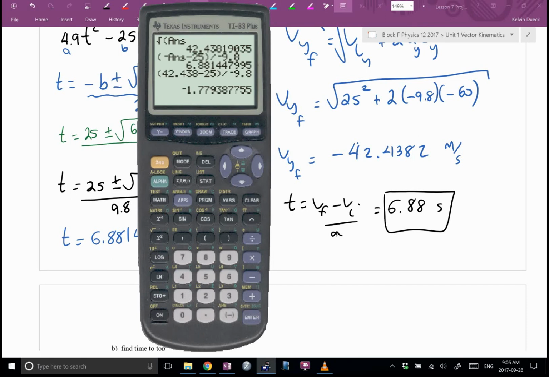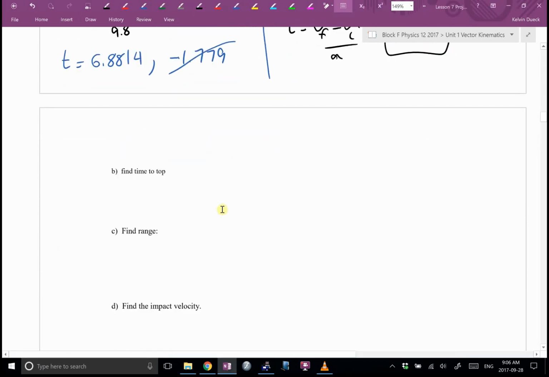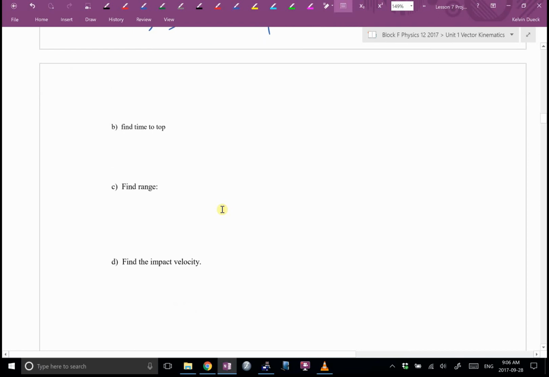What did we just find? What did we spend most of our time finding? The question's going to fall apart. What does B want me to find? First of all, we're going to come back to B. What does C want me to find?